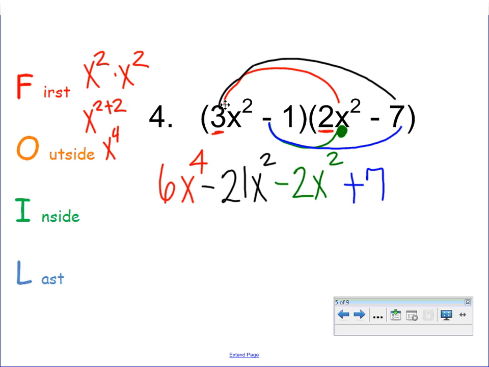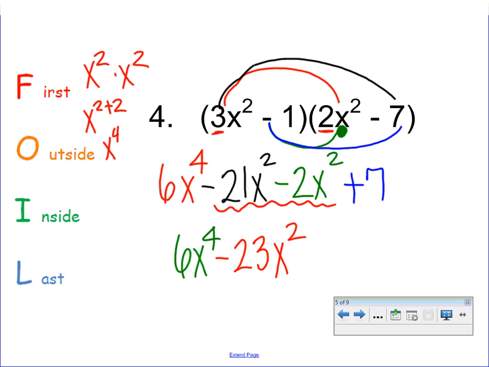Okay, now I'm ready to see what like terms I can combine. I don't have anything to combine with that 6x to the 4th, no other x to the 4th power, so that one stays alone. But I do see 2 different x squareds, so I can combine those. Those are like terms. Negative 21 minus 2 gives me a negative 23x squared. That's what we learned yesterday or Tuesday. Okay, now my plus 7, that has nothing to combine with.